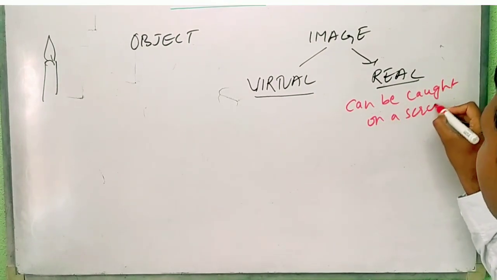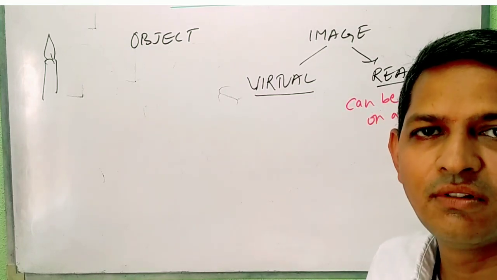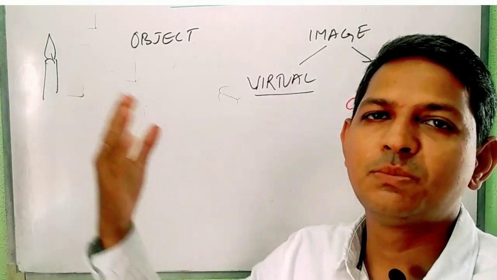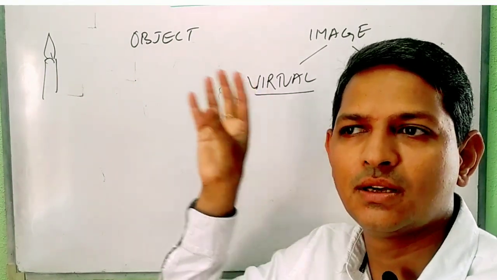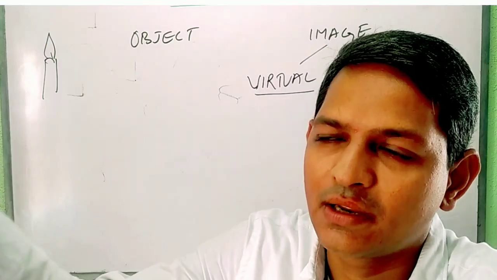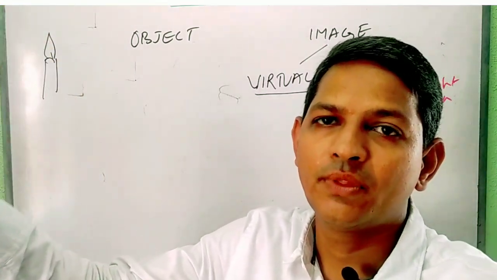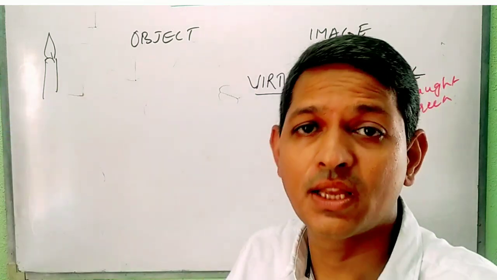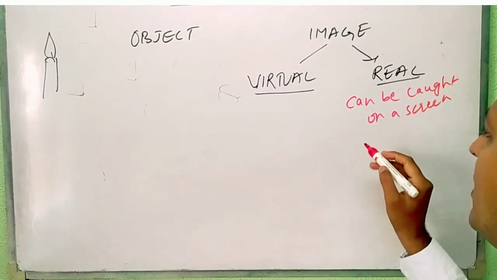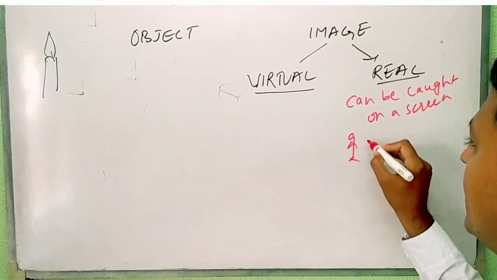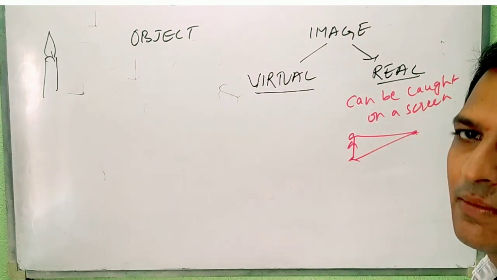So what is the meaning of which can be caught on a screen? When we watch movies, we see that the movie is being played on the screen. Somewhere behind, the projector's rays are coming and the particular movie is caught on a screen there. That kind of image which can be caught on a screen is called a real image. The reflected rays coming from an object, when they meet, form an image. That kind of image is called a real image.